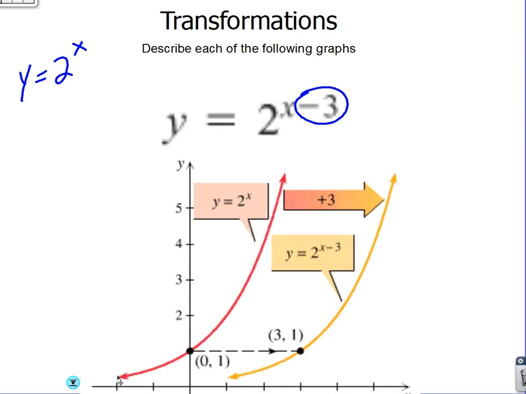You have y equals 2 to the x power. No longer do you have y intercept of 0, 1 because you shifted it to the right. And there's your new graph. Shifted it right 3. What used to be at 0, 1 is now at 3, 1. Any questions?